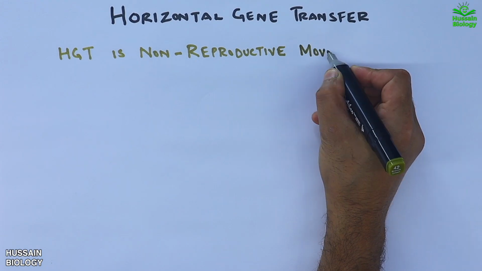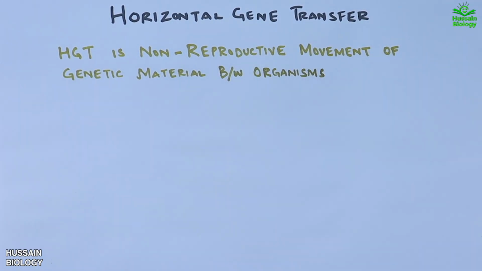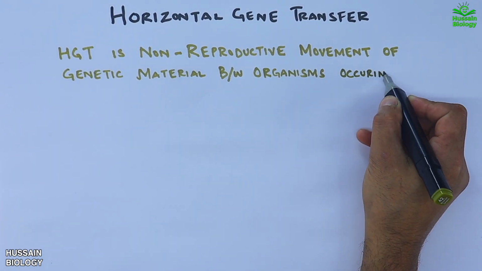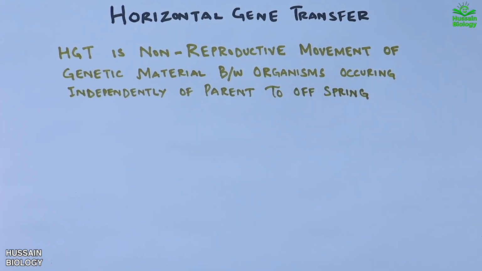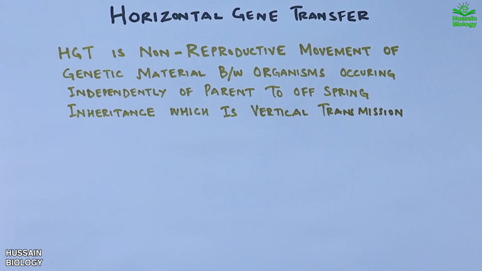In this video, we will be discussing horizontal gene transfer, a fascinating mechanism by which genetic material moves between organisms in ways other than traditional inheritance. We define horizontal gene transfer as the non-reproductive movement of genetic material between organisms, occurring independently of parent to offspring inheritance, which is vertical transmission.